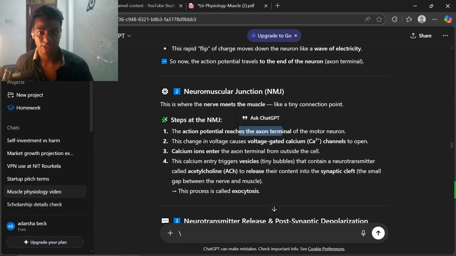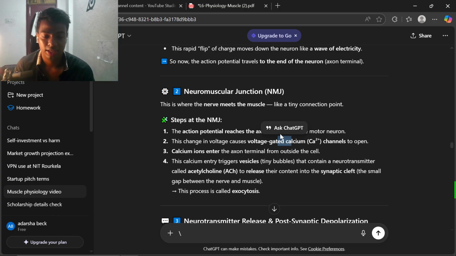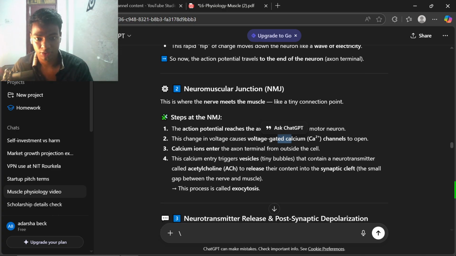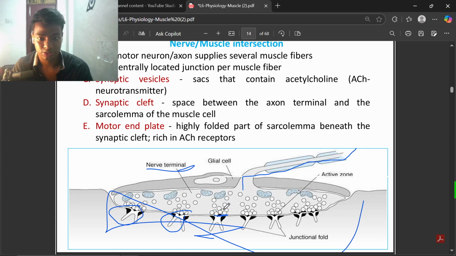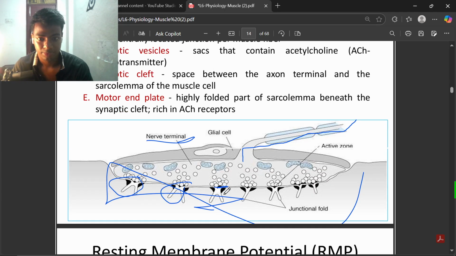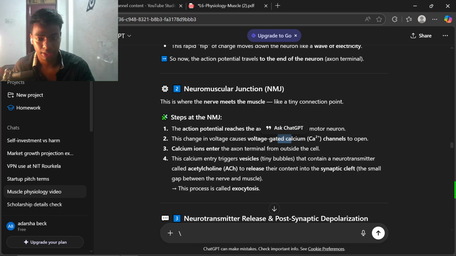So this change in voltage causes the voltage-gated calcium channel to open. Calcium enters from outside the cell. Then this calcium entry triggers vesicles containing the neurotransmitter acetylcholine to release their content into the synaptic cleft. This is called the synaptic cleft, the space between the end of the motor neuron, the nerve terminal, and the muscle.